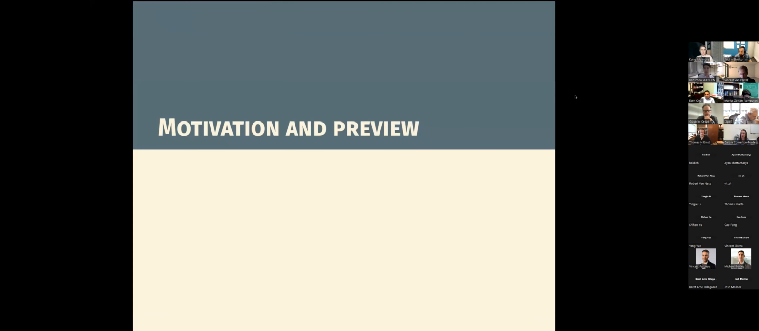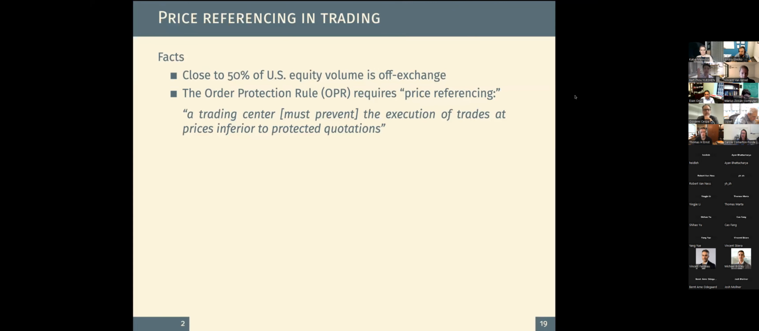So, motivation and preview. We know that almost half of the U.S. equity volume is off exchange, and these off-exchange trades, according to the Order Protection Rule, essentially require price referencing, right? When a trading center tries to execute a trade off exchange, it has to refer to the on-exchange market because it has to prevent this off-exchange trade from executing at an inferior price, inferior to the protected quotations from the on-exchange quotes, right?